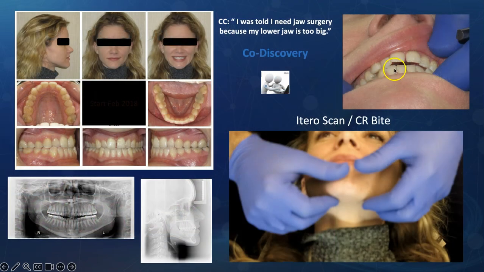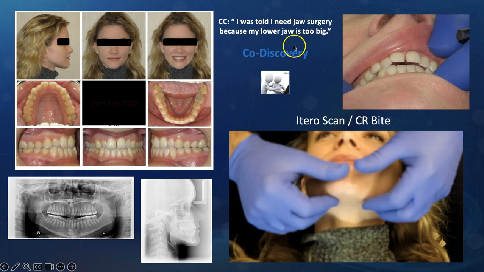So when I check her in centric relation, this is what her bite is like, and she actually has overjet. But yet she can't close behind that overjet, and at this point in time when she hits this lateral incisor, she even has a posterior open bite. But if I were to imagine that the lateral incisor moves forward, out of crowding, immediately her mandible would close in centric relation and her jaw would not look that big.